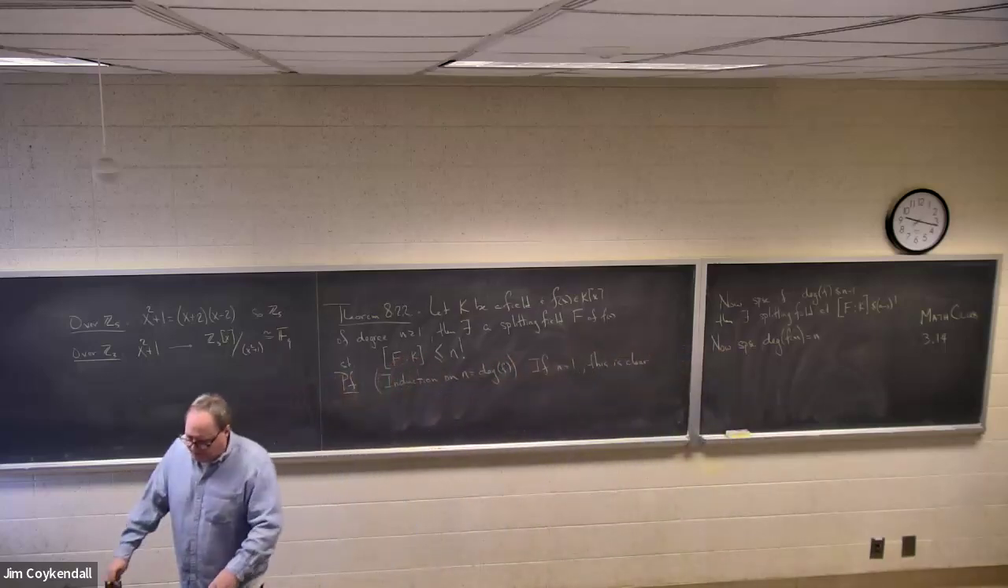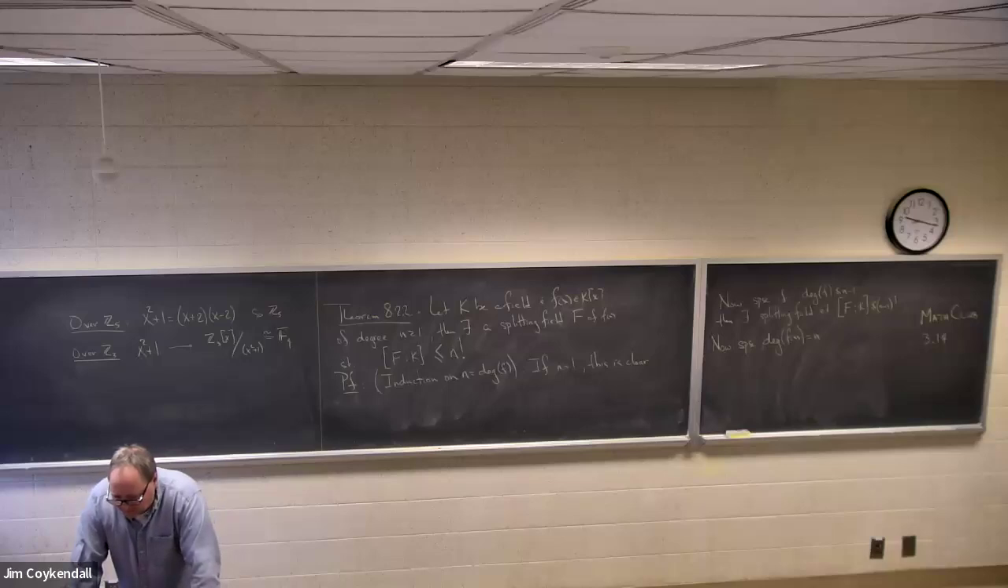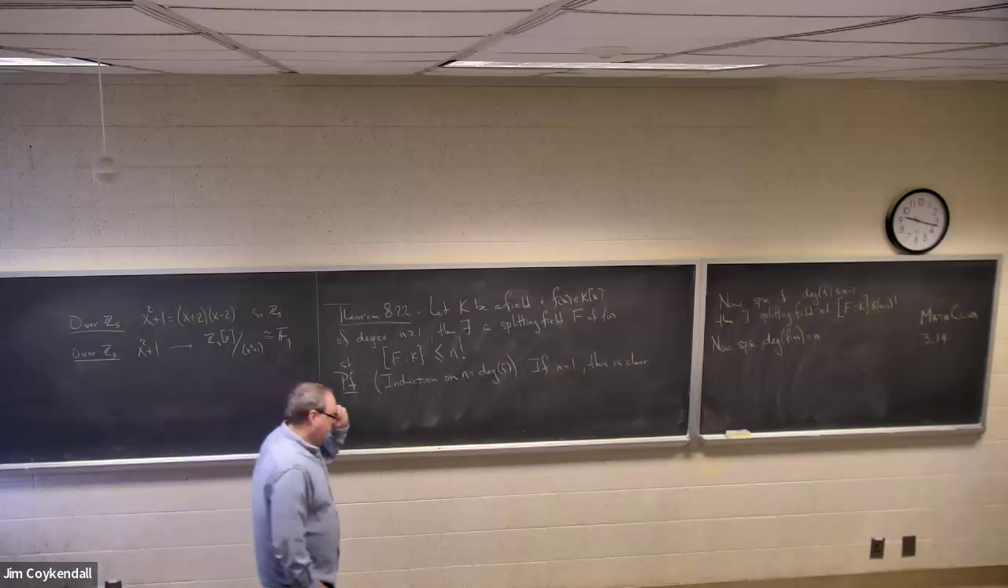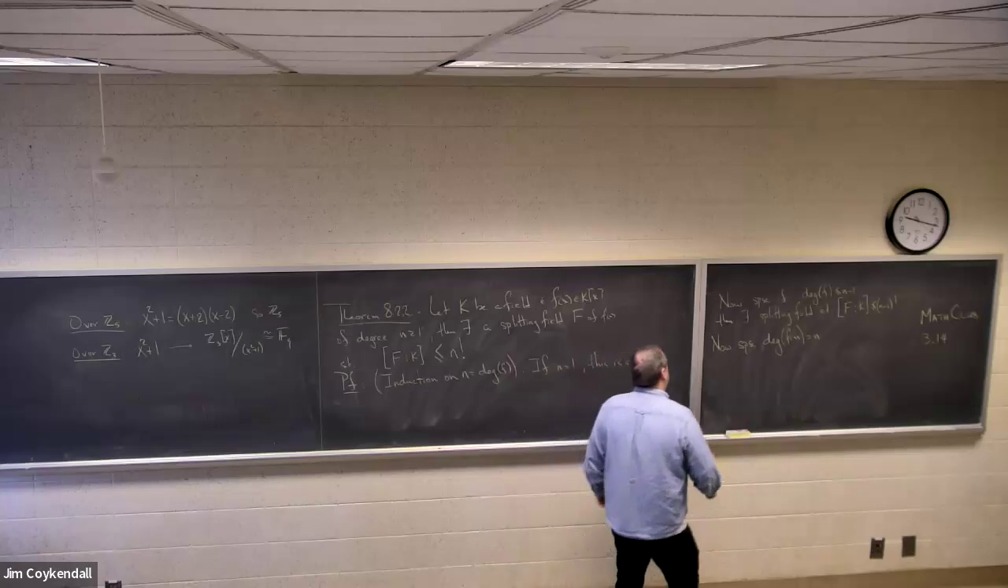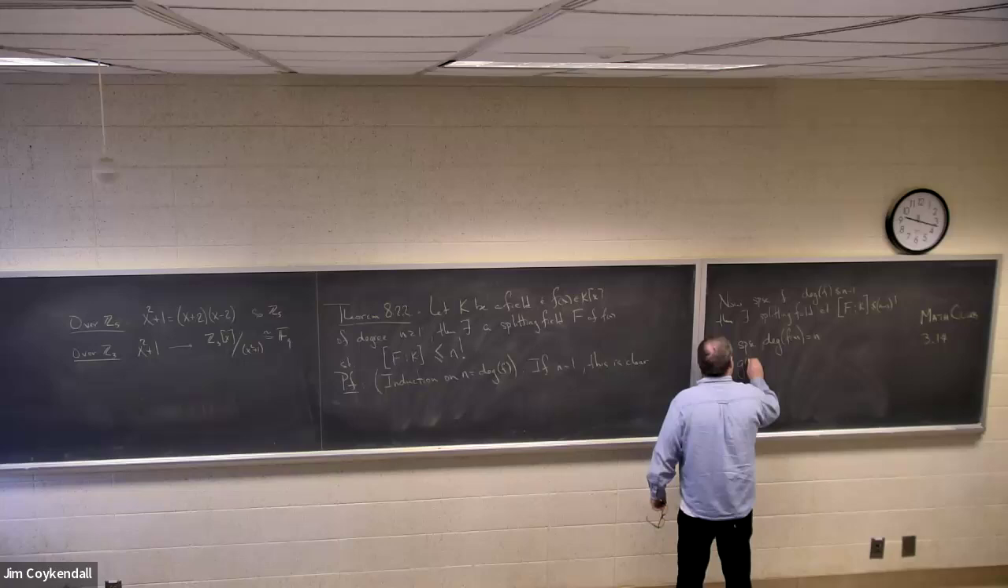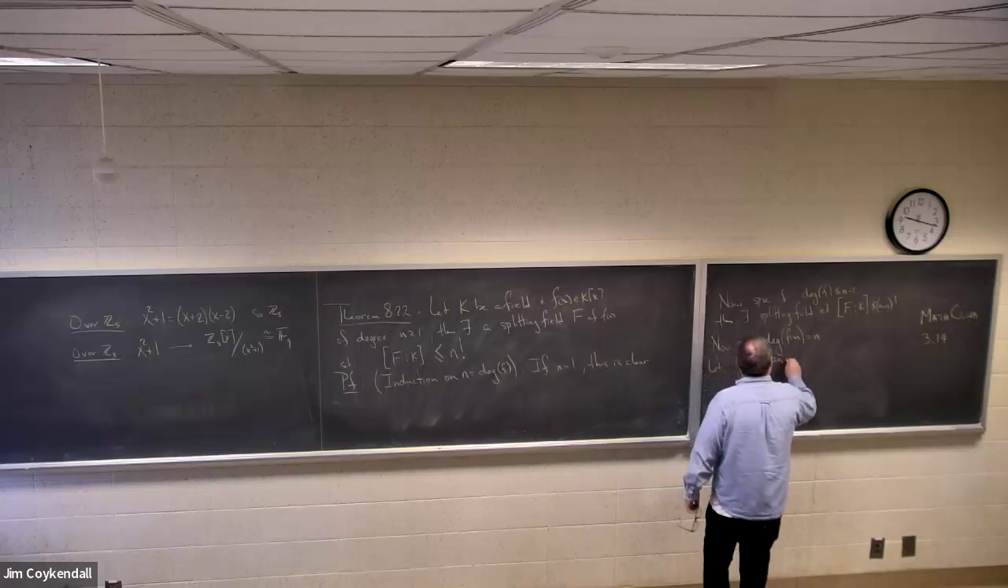We want to show that there's a splitting field of degree no more than n factorial over K. Suppose we have an irreducible factor of f of degree more than one.